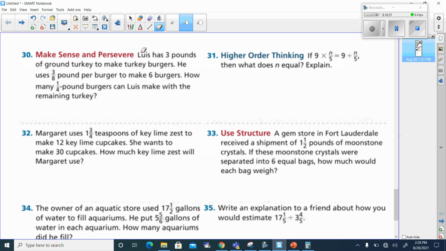All right, well, this is kind of tricky. He had 3 pounds, right? And he used 3/8 on 6 burgers, so we have to multiply 3/8 times 6, right? That'll tell me how much he used total.